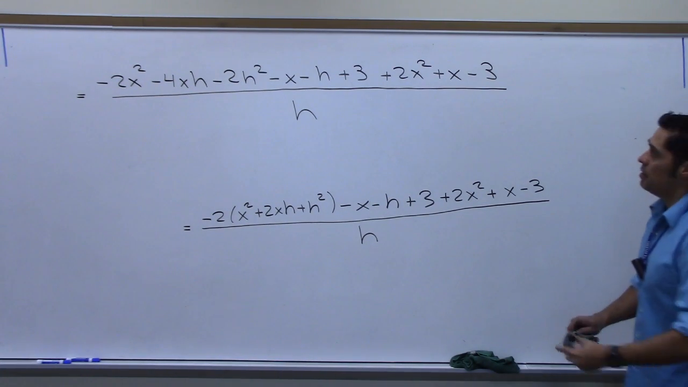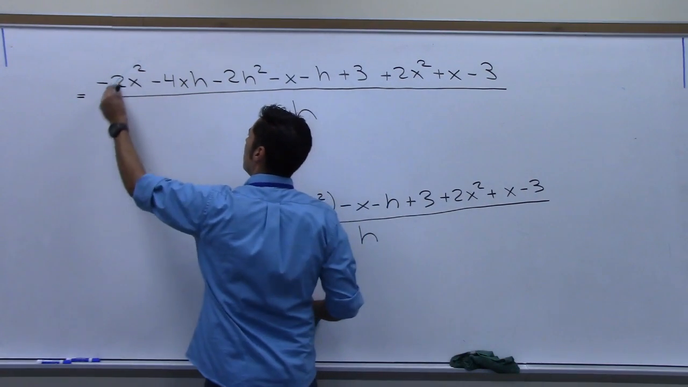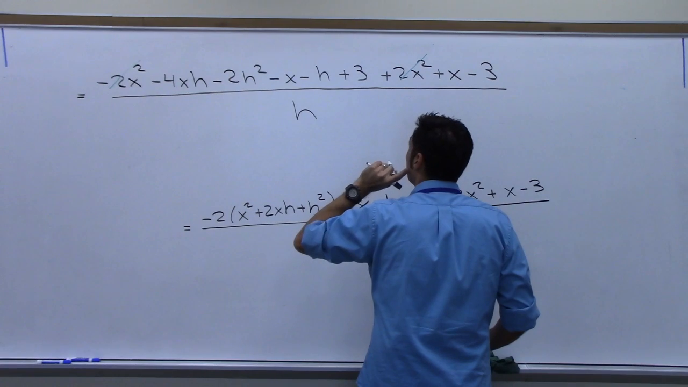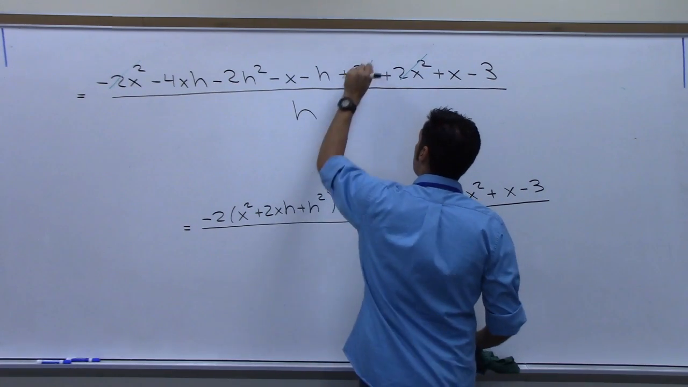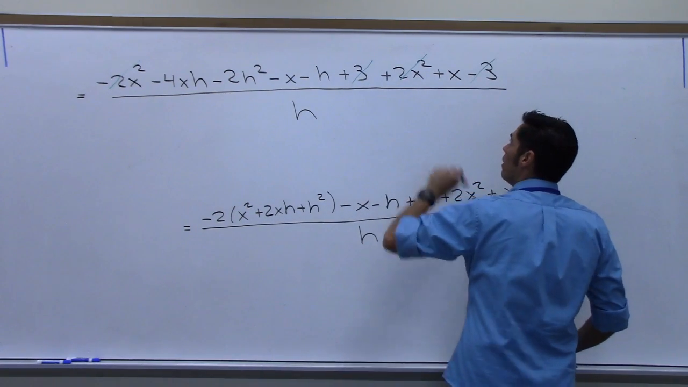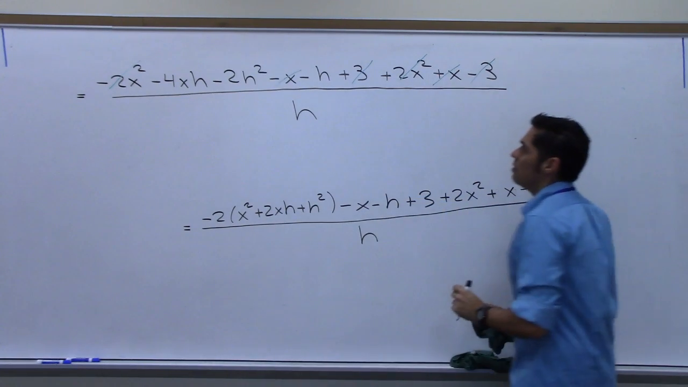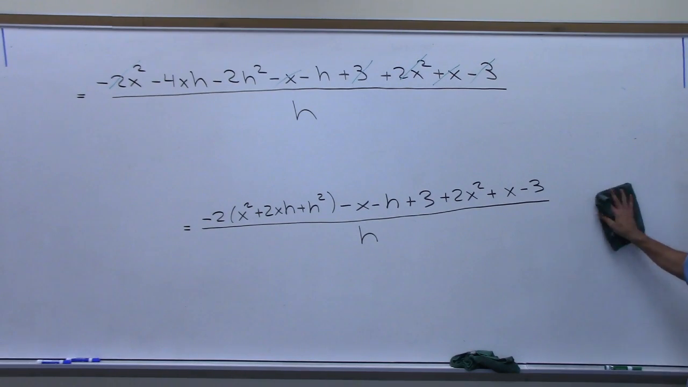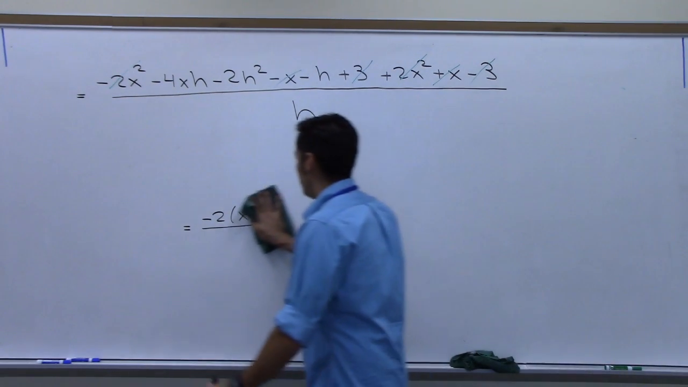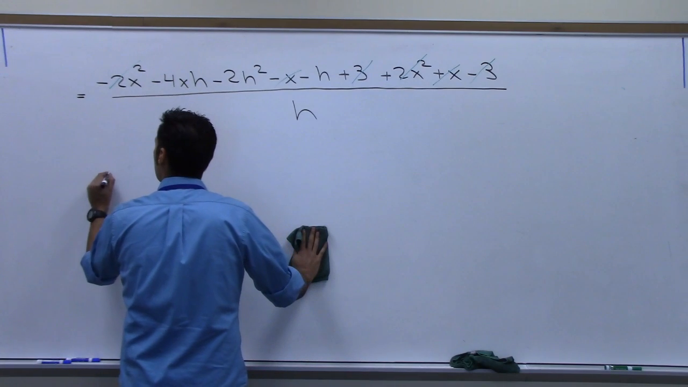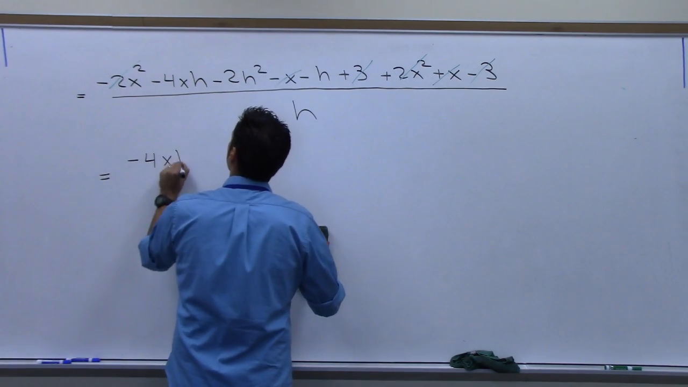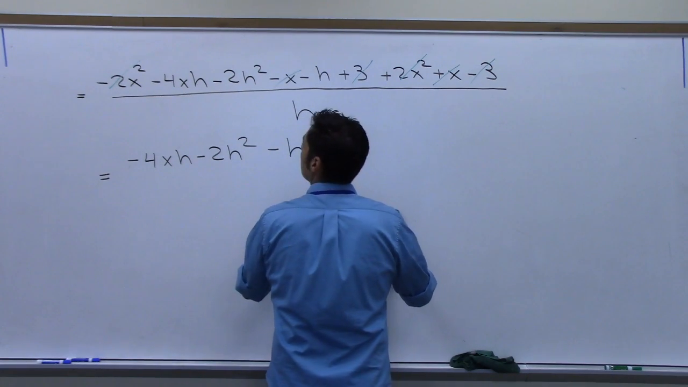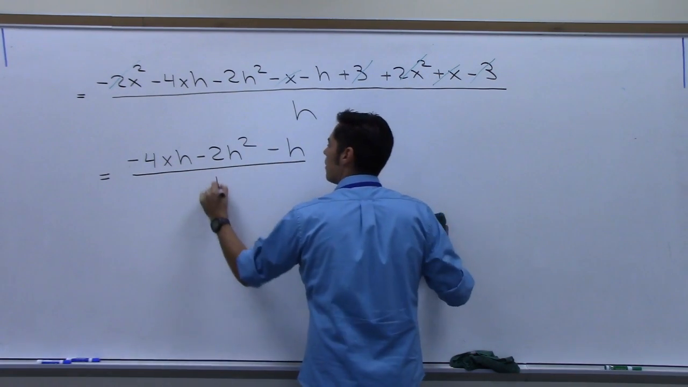So let's see. Negative 2x squared and 2x squared are gone. Anything else? Plus 3 minus 3. Anything else? The plus x and negative x. Anything else? That's it, right? We should get an h to cancel, because everything that's left has an h. All right, that's it, all over h.